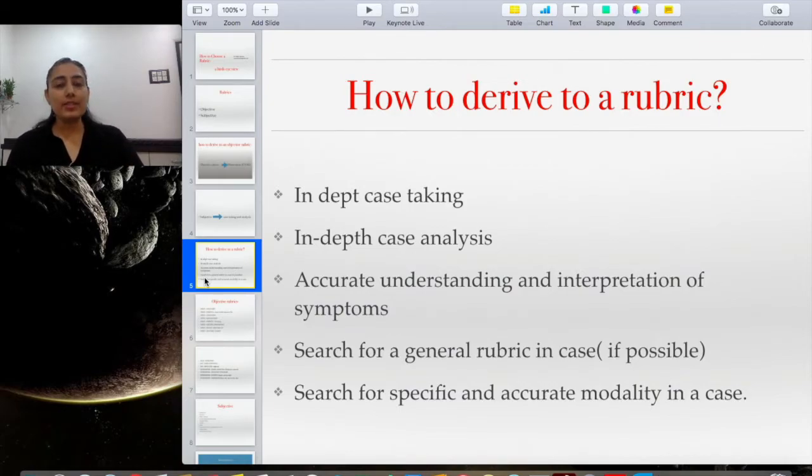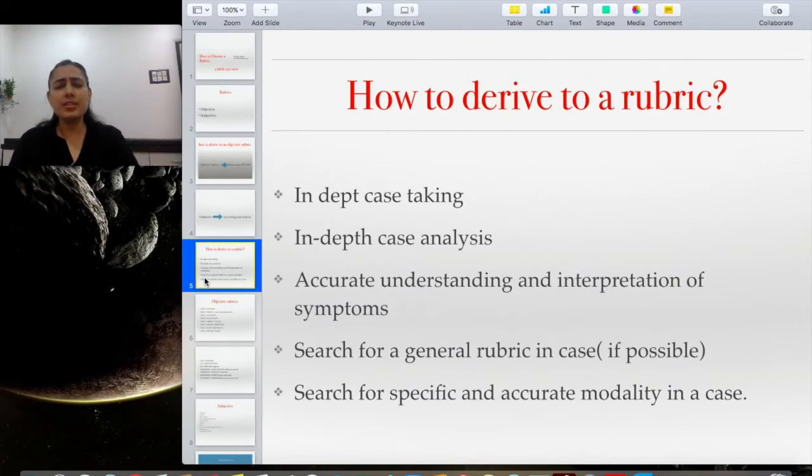So once you have decided what approach to take, search for a general rubric in your case. This is again a most important part of case taking. If you get a very general rubric which is true to all parts, this is a very strong rubric. For example, the patient says he is better by motion. He's better by motion in all his joints, better by motion in his mind, better by motion at his organ level. That amelioration by motion is a very important symptom for us.